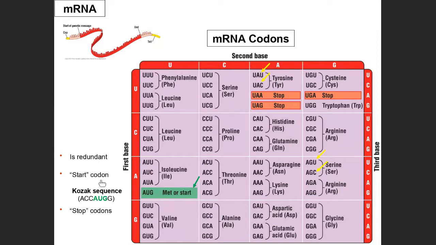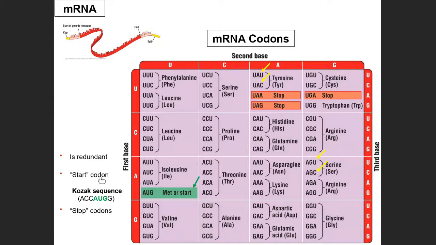Then I talked about, however, for one of the 20 amino acids, specifically methionine, which goes by the abbreviation MET that I would use on the test, there's only one codon for MET, AUG. And they discovered the reason for this is because this codon AUG, which you find in mRNA, also serves as what we call the start codon.